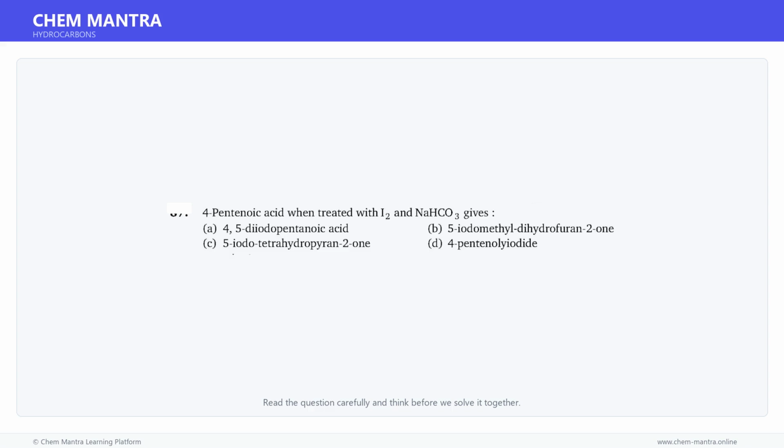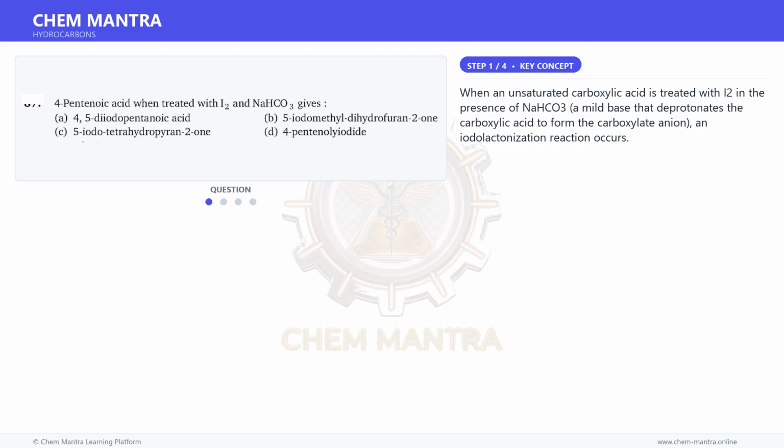Here is a question. Read it carefully and think about the answer. Let us solve it step by step. Let us first understand the key concept here. When an unsaturated carboxylic acid is treated with I2 in the presence of NaHCO3, a mild base that deprotonates the carboxylic acid to form the carboxylate anion, an iodolactonization reaction occurs.